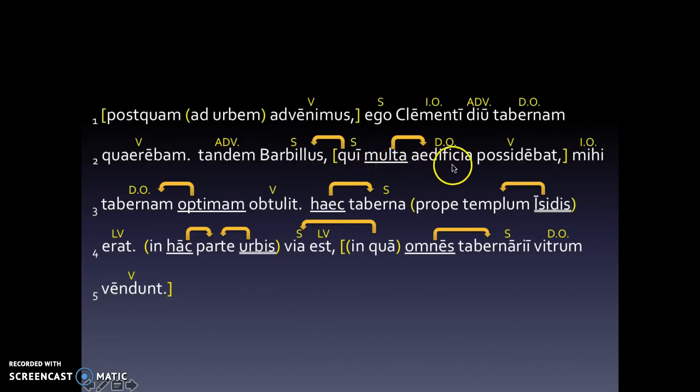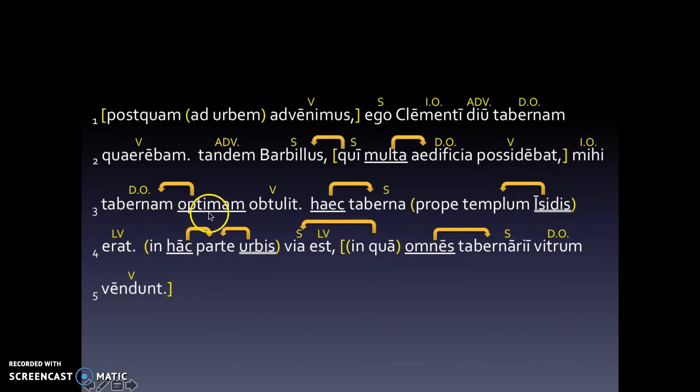Multa is an adjective, modifying aedificia. This is neuter, so this is our direct object. This is not a first declension nominative singular, because qui has to be nominative. Mihi is our indirect object, it's dative.